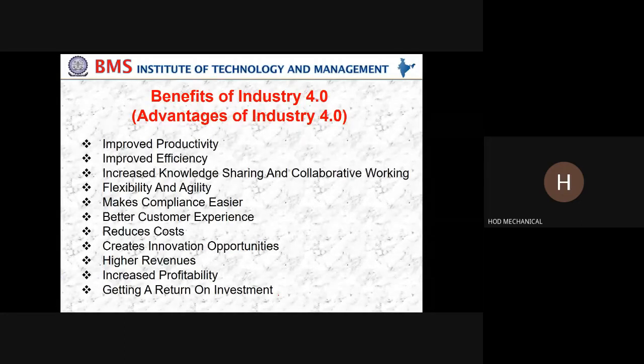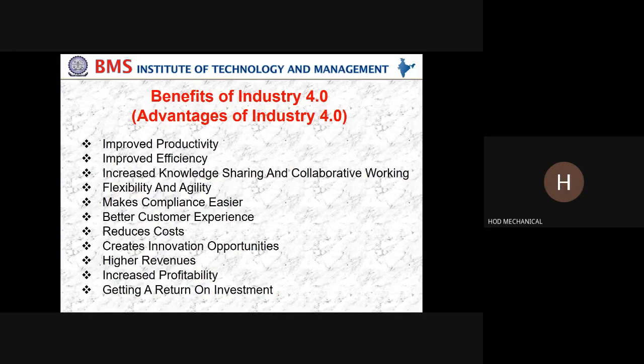Then better customer experience is going to be present. Then it reduces the cost of manufacturing, and it creates innovation opportunities. Mainly it creates innovation opportunities, and higher revenues are possible, increased profitability, and getting an ROI, return on investment. So you can have a list and you can proceed.